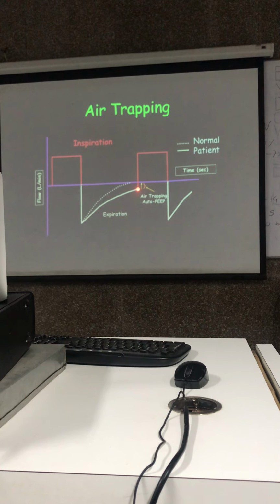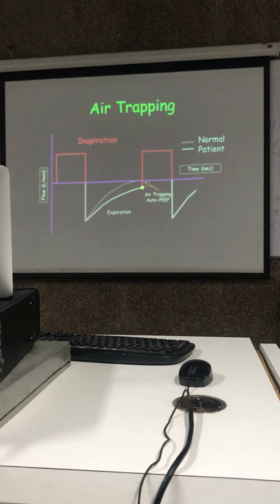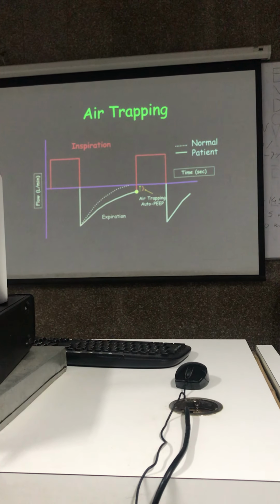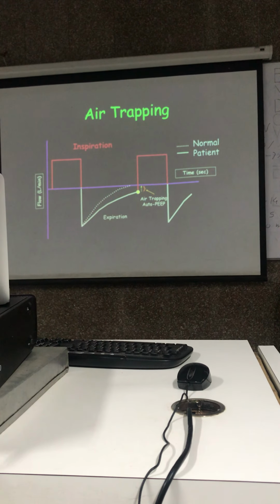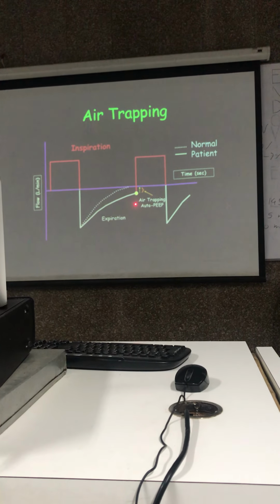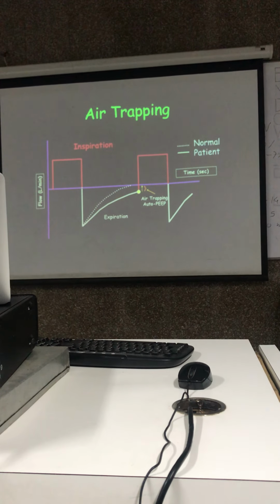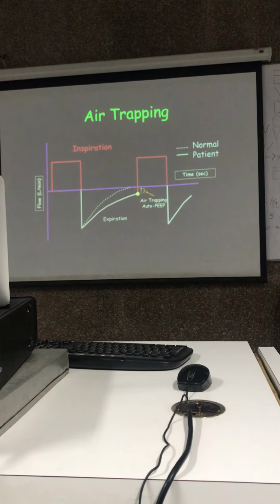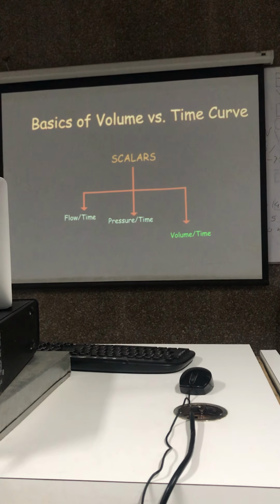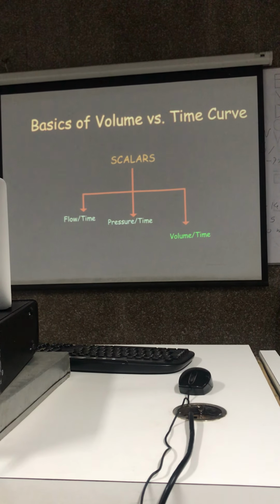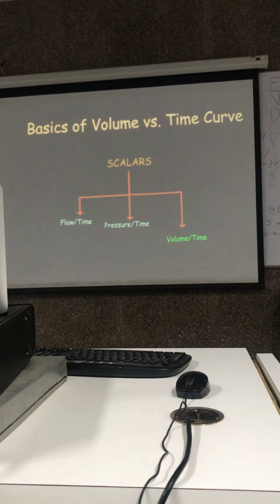But when the inspiration starts below the baseline, this is highly suggestive that there is air trapping. So by just looking at your pattern, if you notice that the inspiration starts below the baseline, it is telling you that this patient has got auto-PEEP. So those are some subtle things that you can pick up in a flow time scalar.